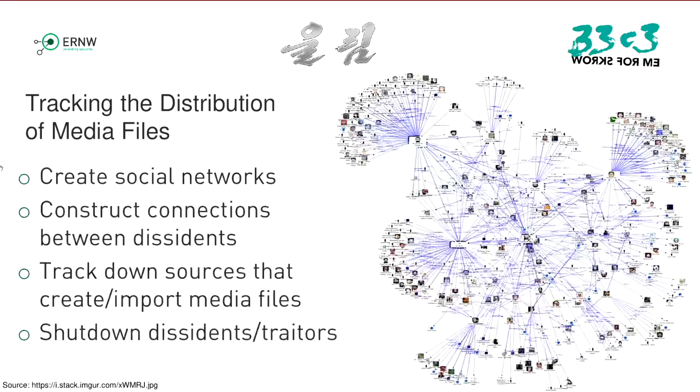What you then could do if you do this on a large scale, like in a complete country, is connect social networks. It allows you to connect connections between dissidents, connections between traitors. It allows you not only to shut down users where you, for example, had access to a system and found this file, you're also able to shut down the sources of those files. So, for example, users that create files or users that import files from outside of the country. And you are basically able to shut down all the connections between those suspected people.